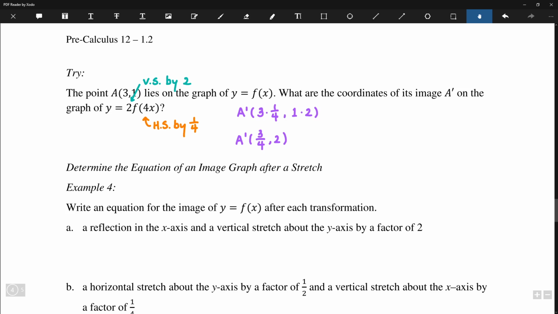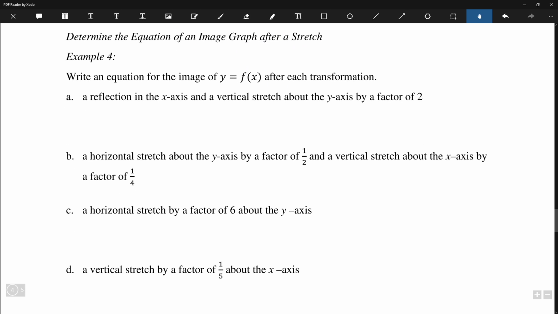Okay, let's see what else is there. Write an equation for the image of y equals f of x after each transformation. Okay, so this is going to be a combination of reflections and vertical and horizontal stretches. Says here reflection in the x-axis and then a vertical stretch about the y-axis by a factor of 2. All right. So a reflection in the x-axis means negative y equals f of x, or simply y equals negative f of x.